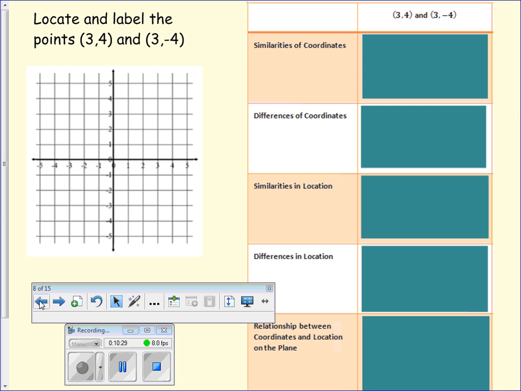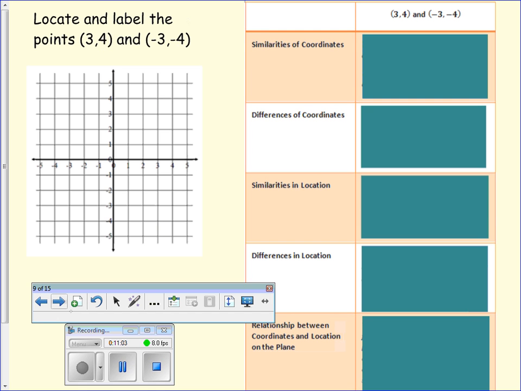The next one was positive 3, positive 4, positive 3, negative 4. Since my y coordinates were opposite, it's a reflection over the x-axis. The opposites, 4 and negative 4, are the same distance away from the x-axis, so when the y coordinates are opposite, it's a reflection over the x-axis.